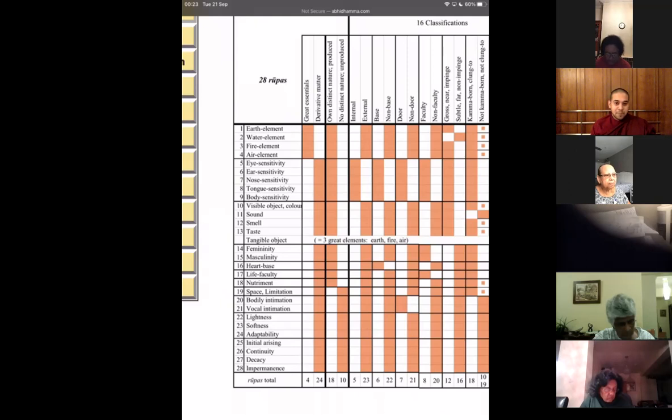And so the life faculty, that's another one, Jivita Indriya. Okay. And Bhava Rupa, they are also feminine faculty, masculine faculty. Where you have the function as an Indriya. I know it is not a very clear explanation, I'm not hitting the nail on the head there.